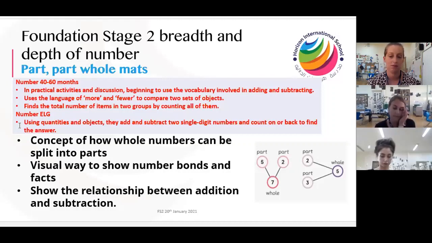So if you have a look at the picture just at the side, you can see this is a number part whole maths. So it has 5 and 2, and that makes 7. But you can also look at it like a subtraction. So 7 minus 2 is 5. And I'm going to pass you on to Miss Welsh, and she's going to give you some ideas of how you can use part whole maths at home.